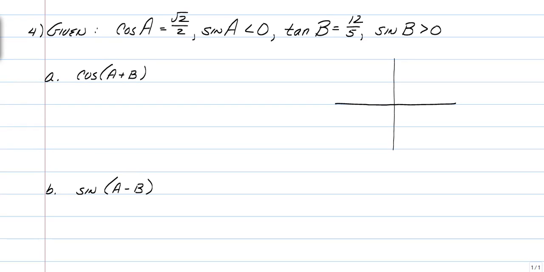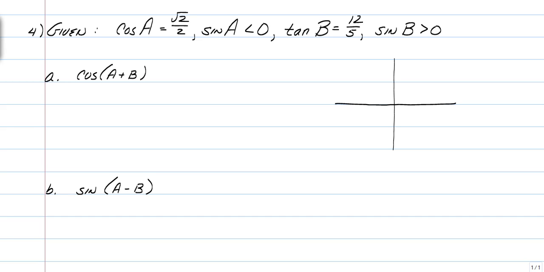Now the last two examples are very similar, but in this case, we are going to give you angles in certain quadrants, and then you're going to have to determine what the values of sine and cosine are going to be. Okay, so this is one problem with two parts.